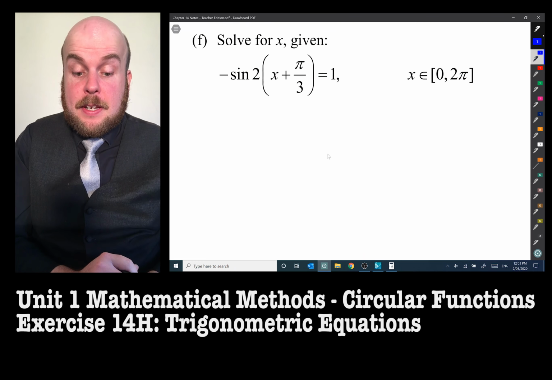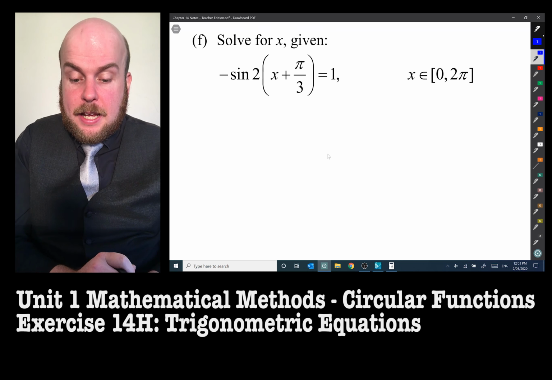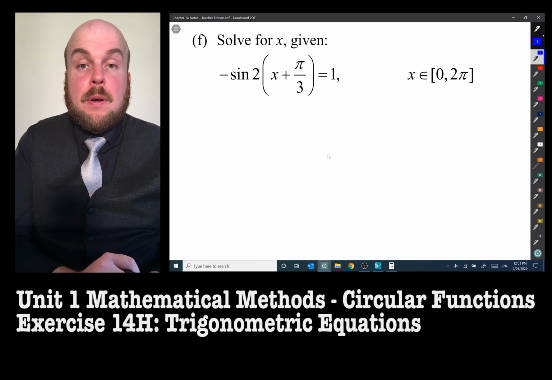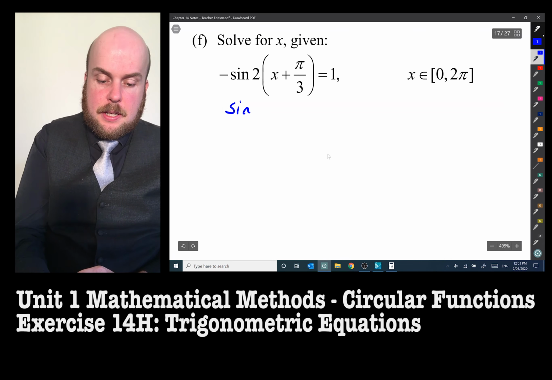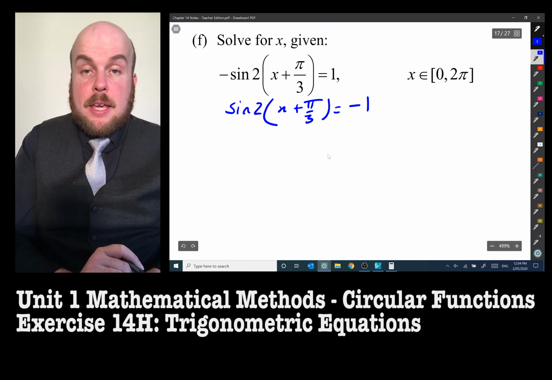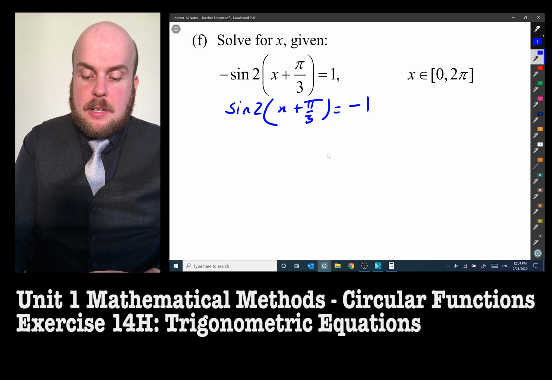Solve for x given negative sine 2 brackets x plus pi on 3 equals 1. X is in between 0 and 2 pi. So this will be sine 2x plus pi on 3 is equal to negative 1. Okay, so what values get me a sine of negative 1?